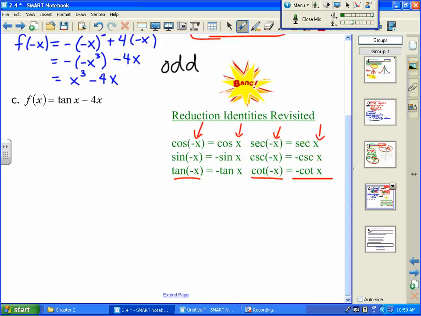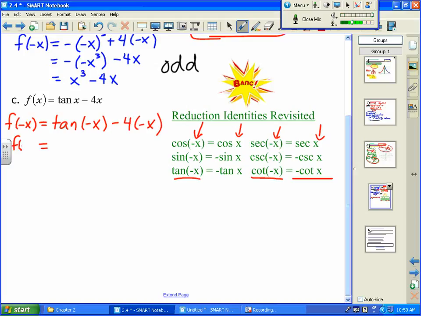So let's look at C for a second. There's my f of x. Let's find f of negative x. So I've got tan of negative x minus 4 times negative x. Continue on here. If you look at that identity, tan of negative x is actually equal to negative tan of positive x. And then I've got a plus 4x there.